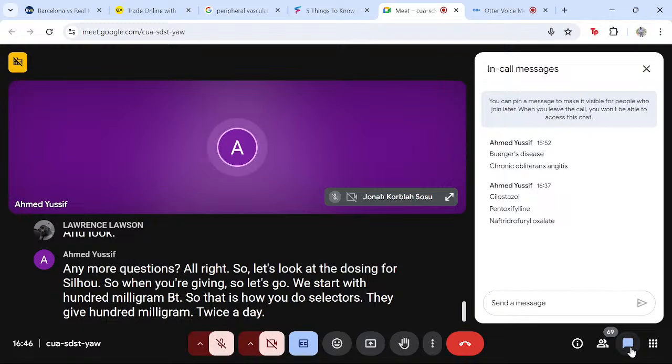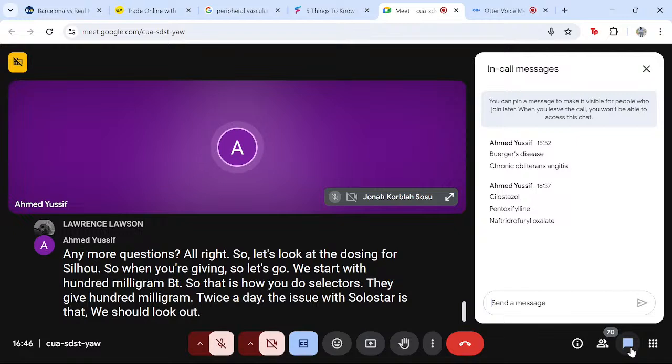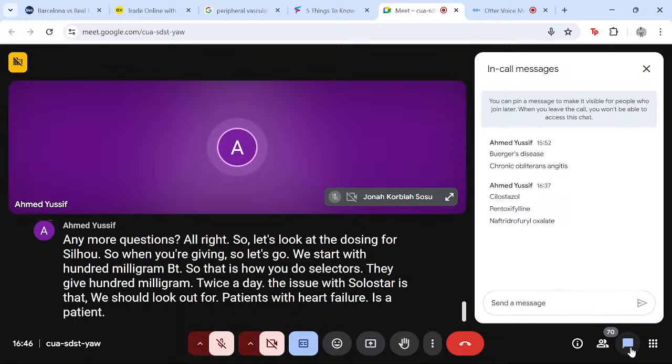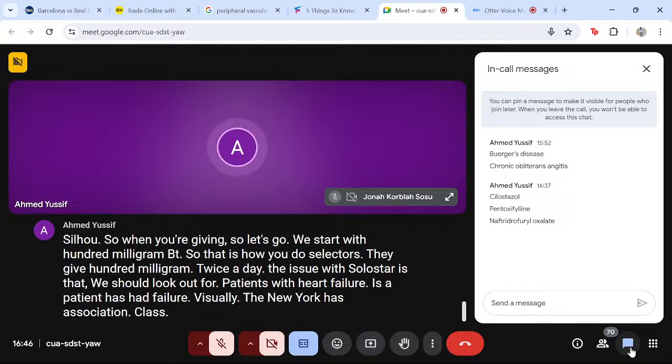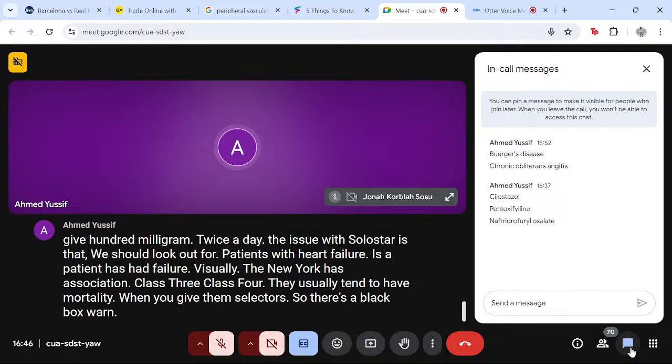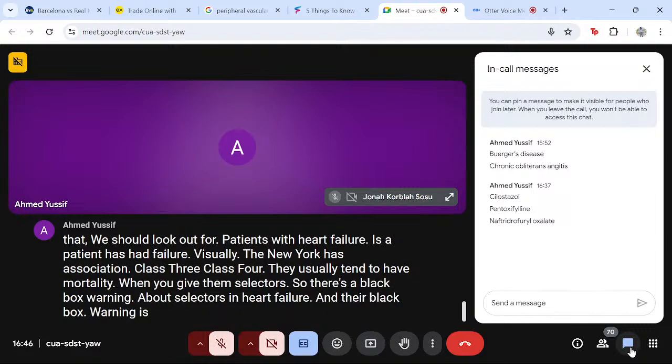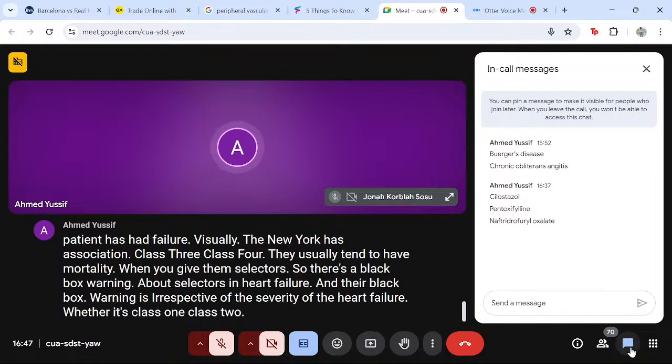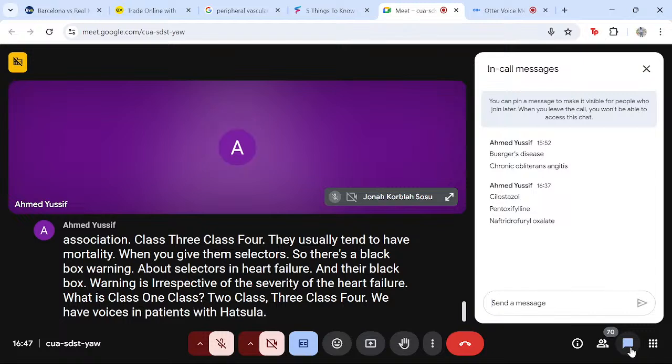The issue with psilocybin is that you should look out for patients with heart failure. If the patient has heart failure, usually New York Heart Association class 3, class 4, they usually tend to have mortality when you give them psilocybin. So there's a black box warning about psilocybin in heart failure. And the black box warning is irrespective of the severity of the heart failure, whether it's class 1, class 2, class 3, class 4, we avoid psilocybin in patients with heart failure of any severity.